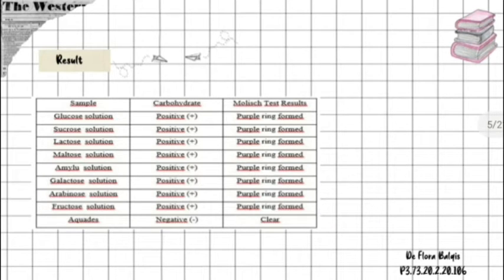Then the result of the Molisch test is shown in the table of the presentation. We know that the only solution that does not contain carbohydrate is aqueous, because the result is negative and the color of the Molisch test is clear, while the other solutions, glucose, sucrose, lactose, maltose, amylum, galactose, arabinose, and fructose solution, formed a purple ring.